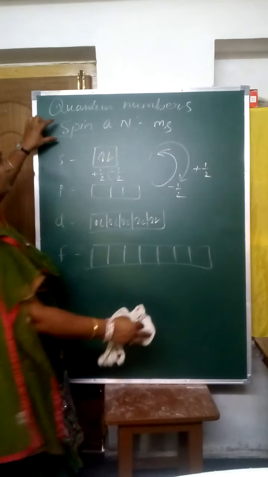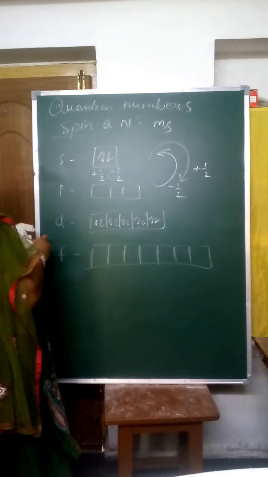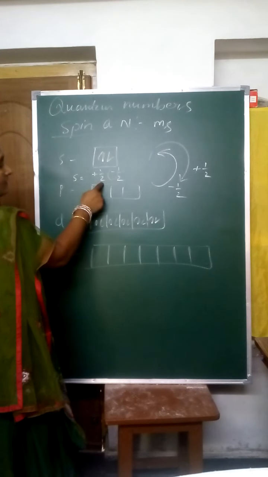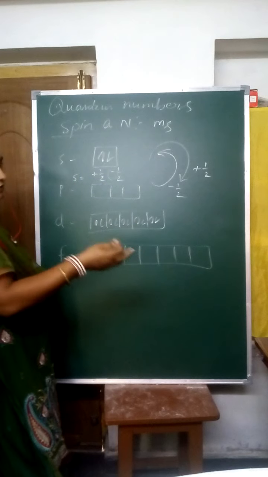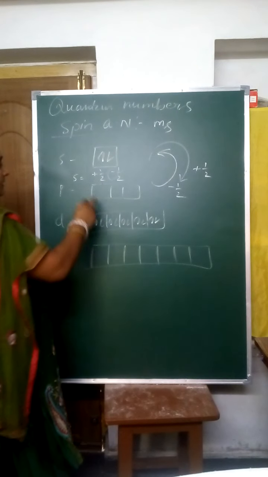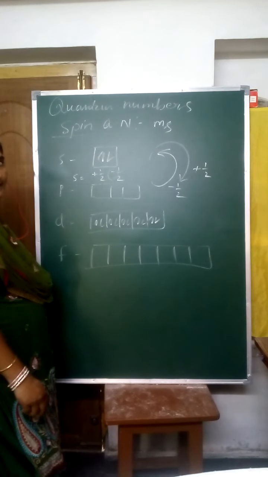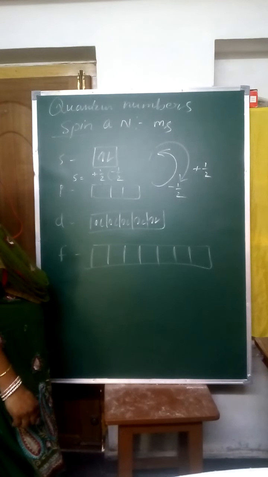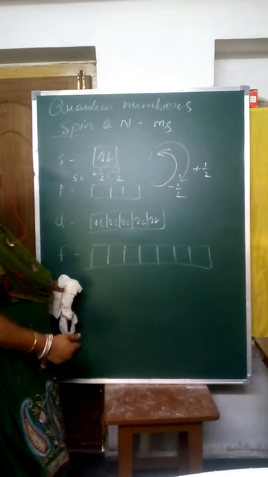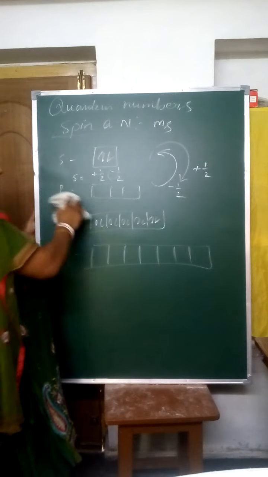This is about the spin quantum number. That means we are writing S is equal to plus half. Plus half means the electron is revolving in the clockwise direction. S is equal to minus half indicates the anticlockwise direction of the electron. Okay, do you understand this?